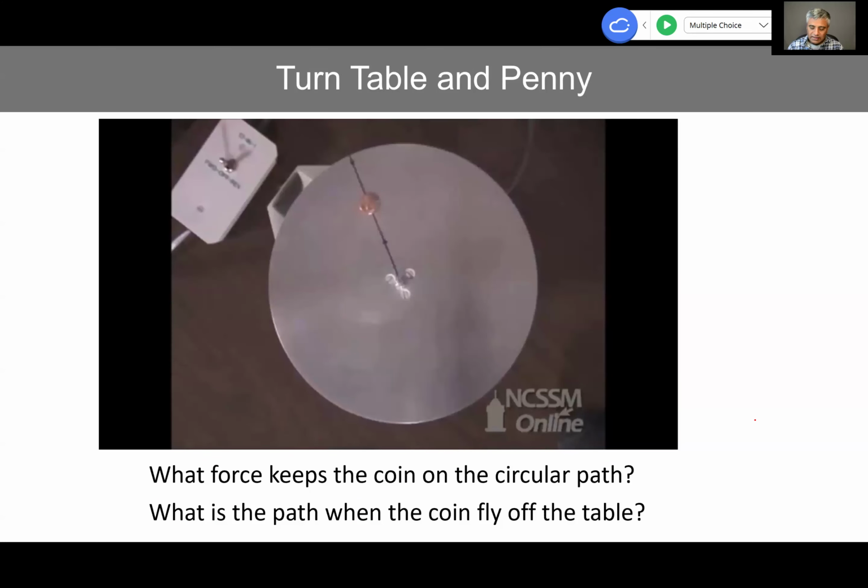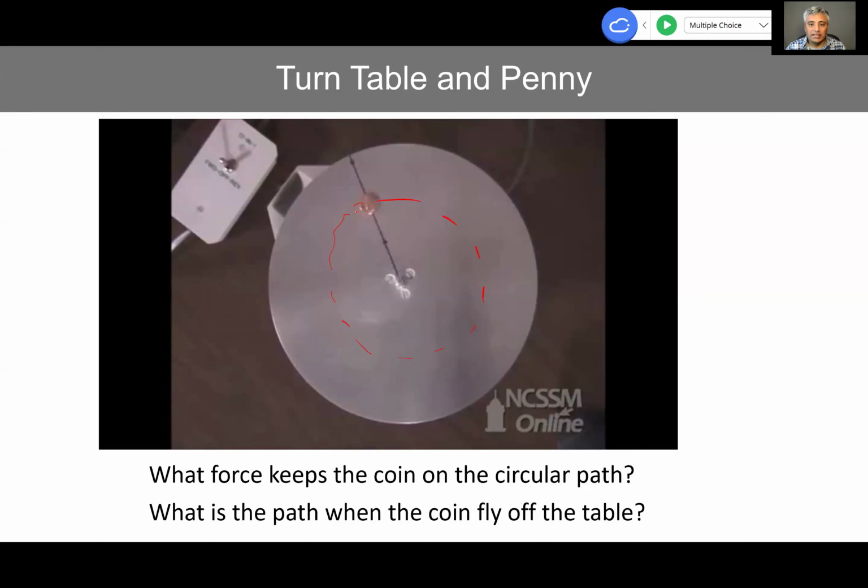But before that, I have a short video where there is a platform that can be rotated. And there is a coin sitting on the table. And you see there is a string, but the string is not attached to the coin. When we let it spin, how is the coin going to move? Let's see. So the coin is first going to move in a circle.